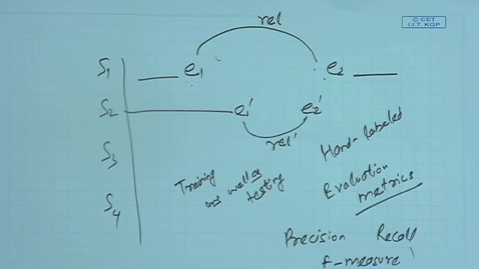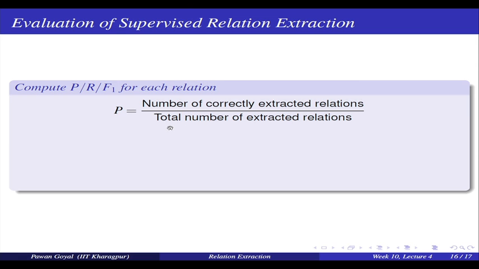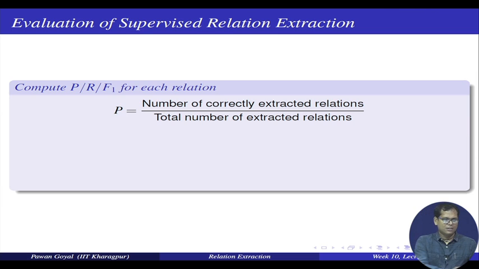So how do I define these? What is precision, recall, etc.? Here are the simple definitions. Suppose I am doing it for each relation separately. Precision would be the number of correctly classified or extracted relations divided by the total number of extracted relations.